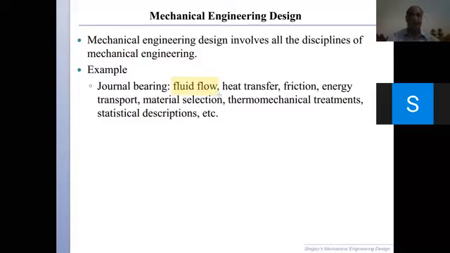For example, for that you study fluid mechanics, heat transfer, materials, thermodynamics, and so on. It is because we are involved in many disciplines of mechanical engineering, and for that reason we would need to study all these subjects to go into design in all these different fields.